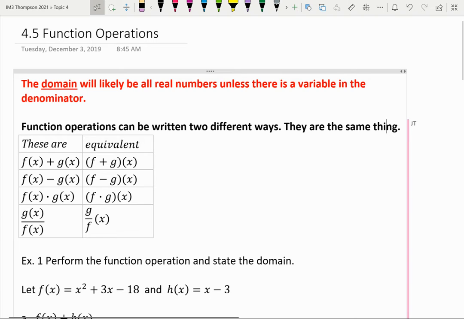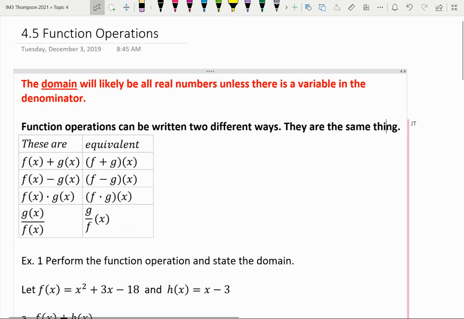Same thing with subtraction, f of x minus g of x. It just means I have the f function first and I subtract the g function, but it could also be written as f minus g evaluated at x. Multiplication, so f of x times g of x could be written as f times g, all evaluated at x. It just means I'm going to multiply the functions. The math's not new, just the notation is new.